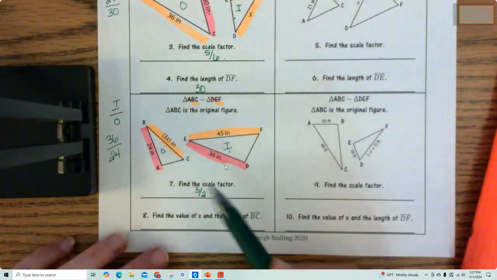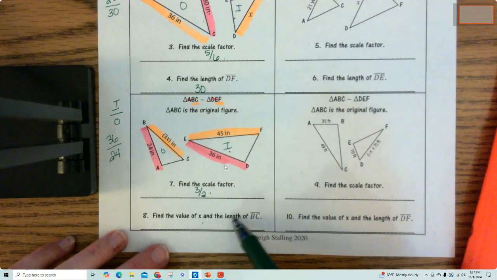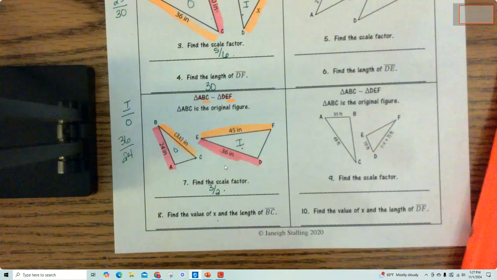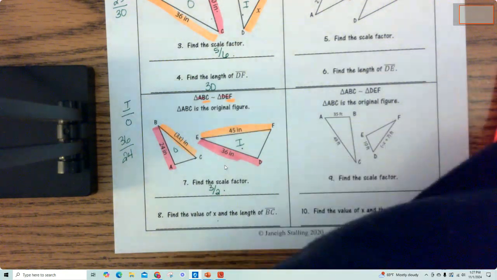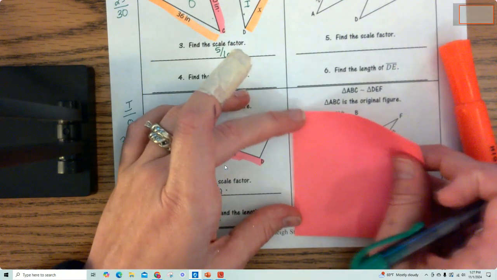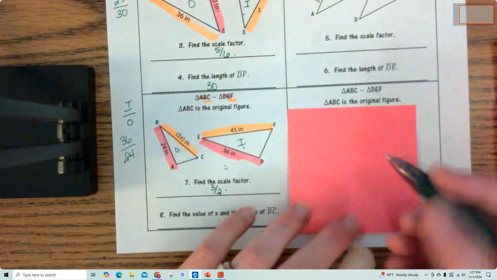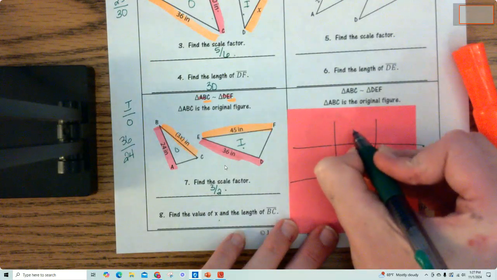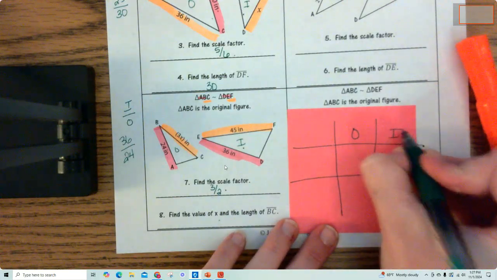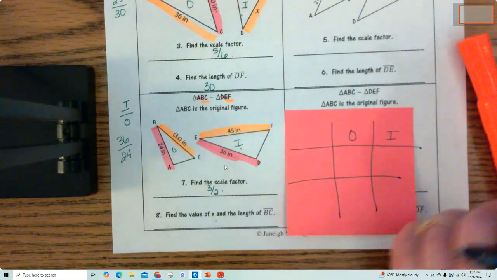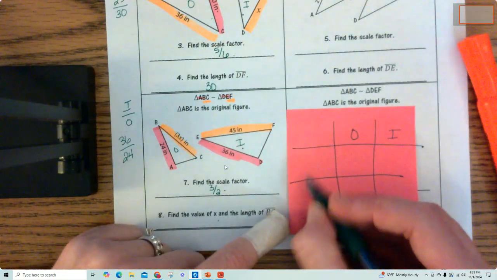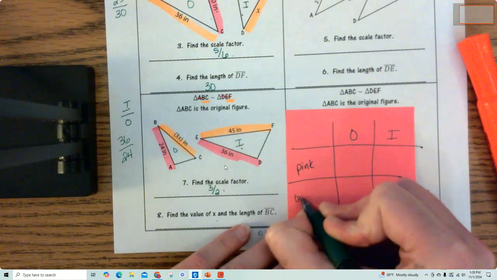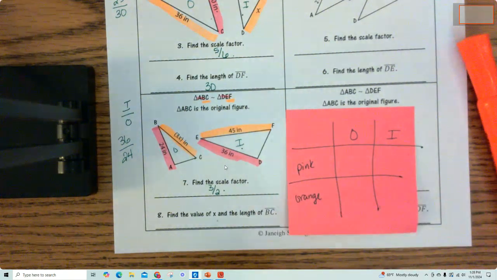All right, on the last one here, we're going to find the value of x and the length of BC. So they're two different things. So last year we did tic-tac-toe. We can do tic-tac-toe with this. So original and image. We did like original and new last year. My labels over here are going to be the colors I used. So I used pink and I used orange. That just keeps straight what side I'm using.